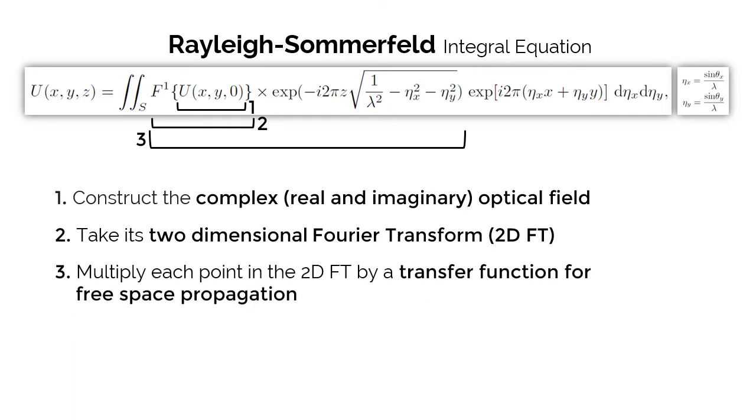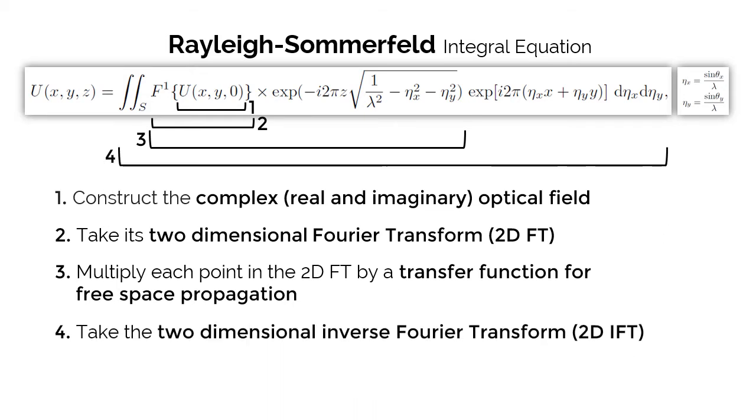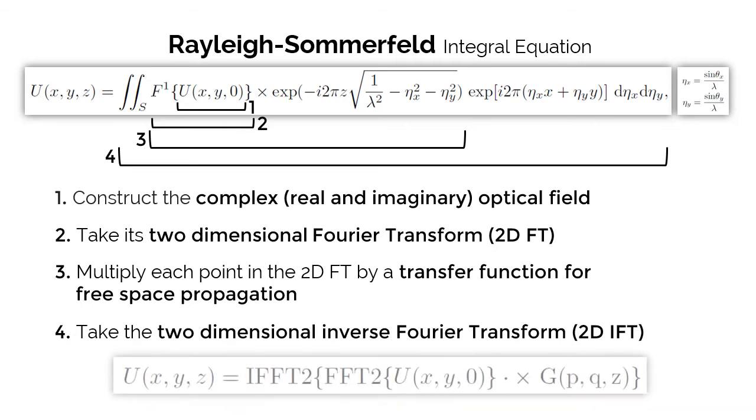Next, we multiply each point in the 2D-FT by a propagation term. This step accounts for the phase change that each plane wave undergoes as it travels towards the observation plane. Lastly, we take the two-dimensional inverse Fourier transform of the result to produce the light field over the observation plane. In this compressed form of the equation, the optical transfer function g accounts for the propagation, where p and q are the corresponding Fourier space coordinates.